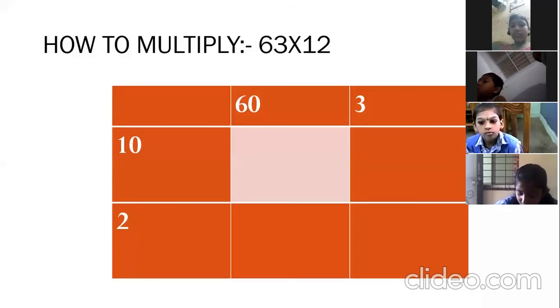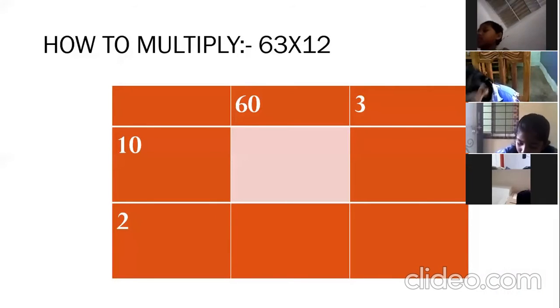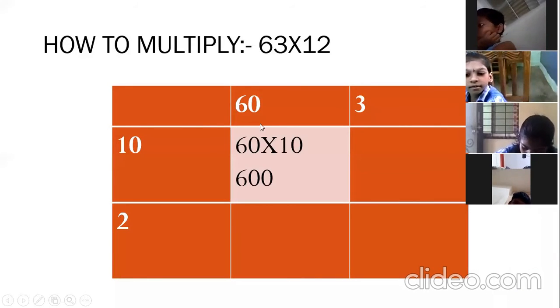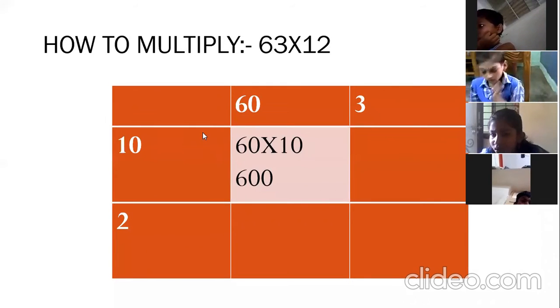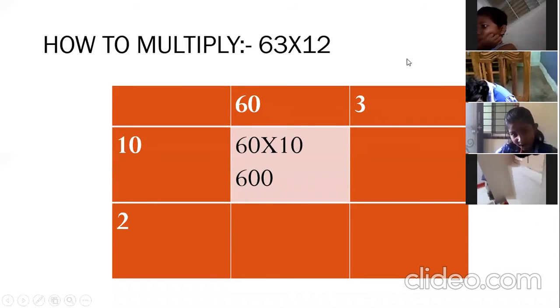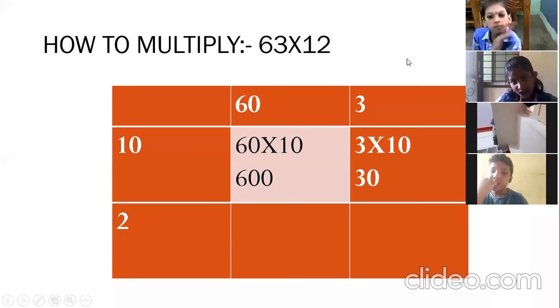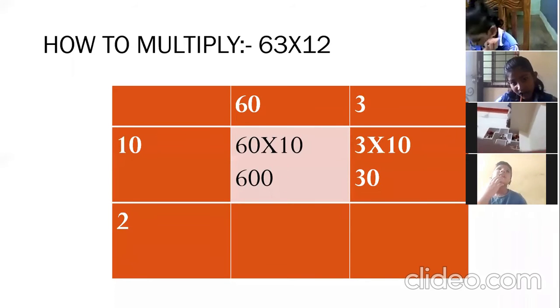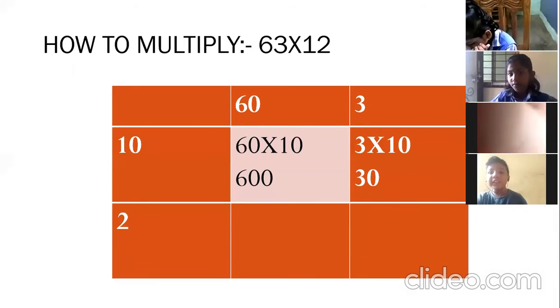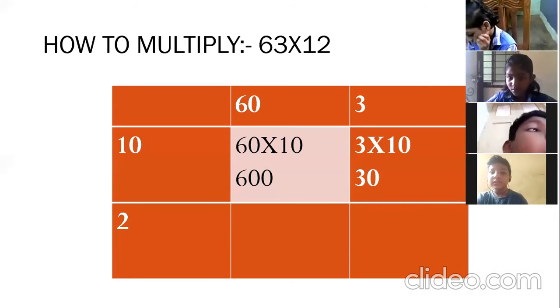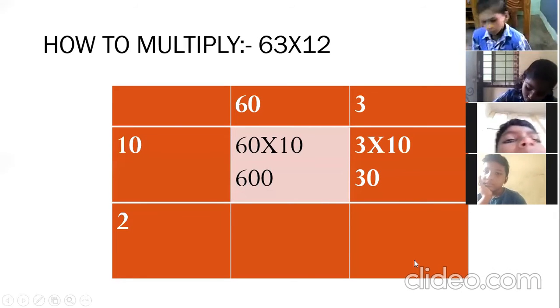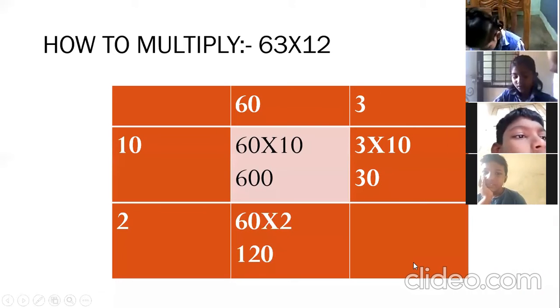Find the cost of 63 kg plastic if the cost per kg is 12 rupees. 10 into 60, you have to do 10 into 60, 600. 10 into 3, that is 30. Then 2 into 60.